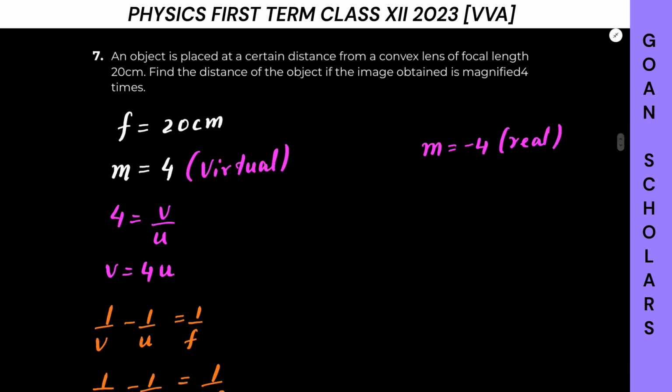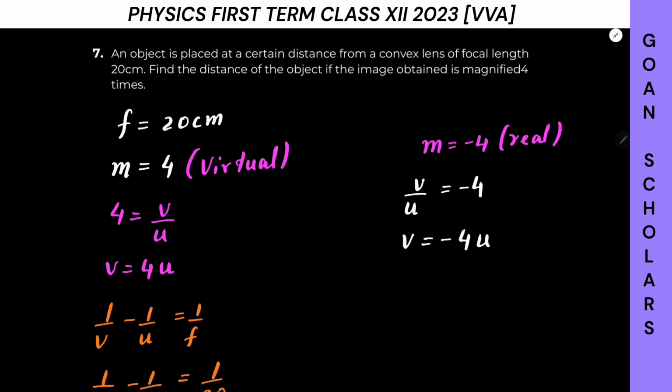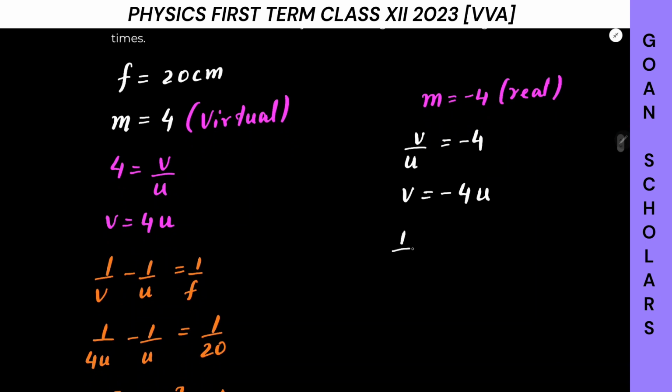This was the condition. Now, because the question is not speaking clearly about real or virtual, let's solve for real also. So if the final image is formed real, then magnification is minus 4, and we can write here V by U equals minus 4, correct? And V will be equal to minus 4U. Again, making use of our lens formula, 1 by V minus 1 by U equals 1 by F, correct?